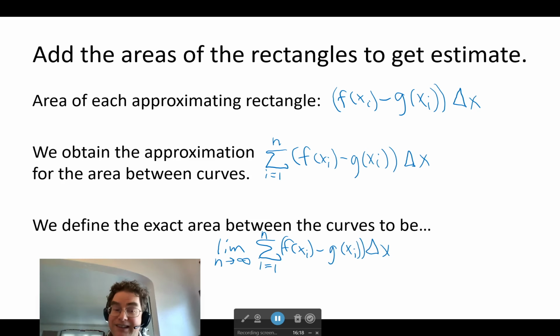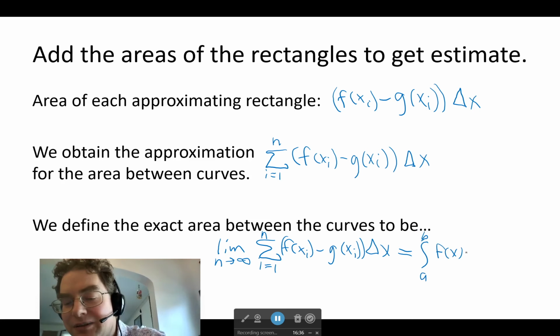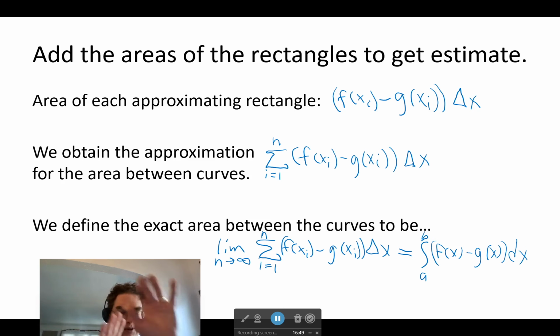And what is that? Well, hopefully you recognize it from Calc 1. That, by definition, is an integral. So we could also choose to rewrite this as the integral from a to b, the interval that we were doing our approximations over, of f of x minus g of x dx, where dx becomes a differential. Okay, and there you have it. The area between curves in the basic case, this always works, wherever those curves may be situated relative to the x-axis.